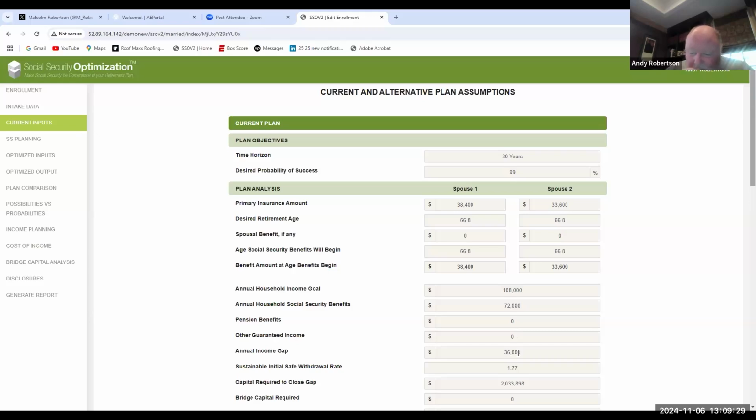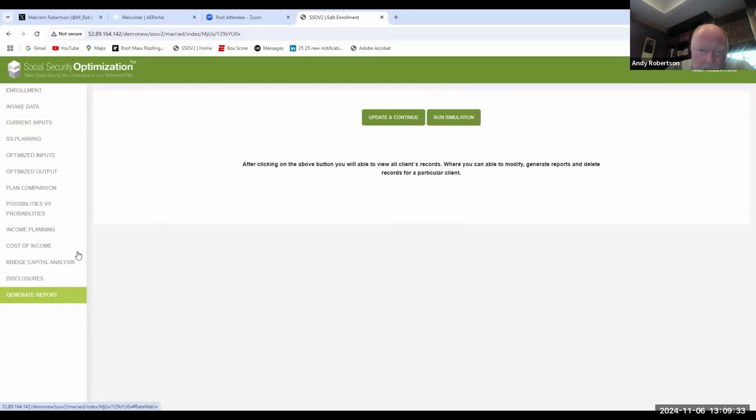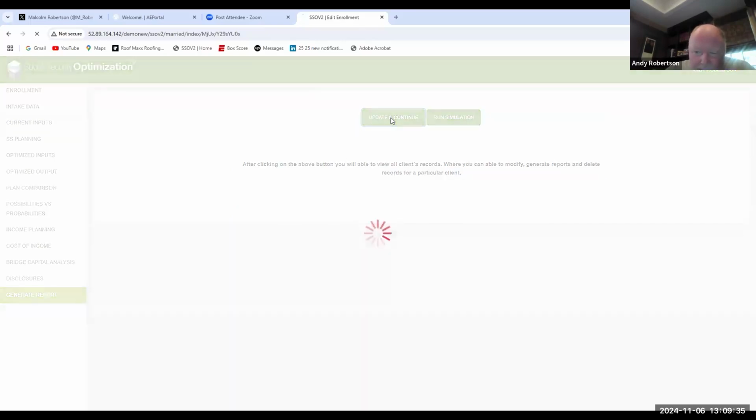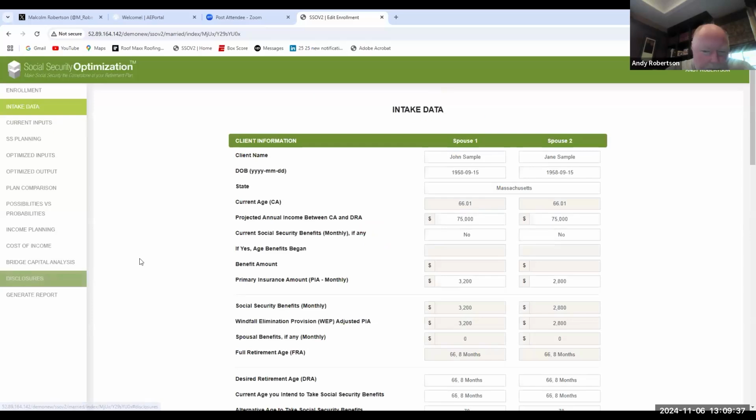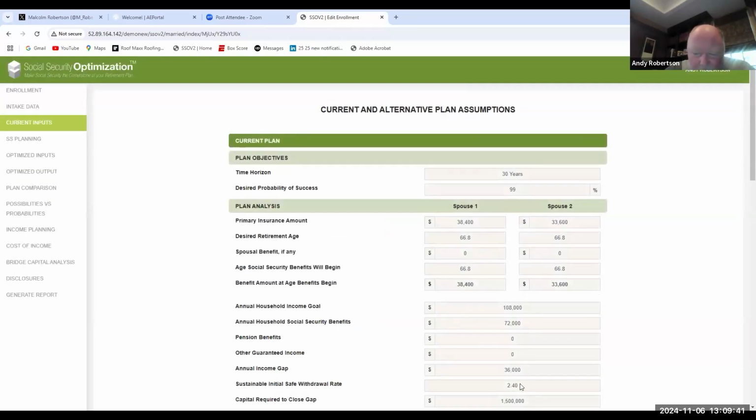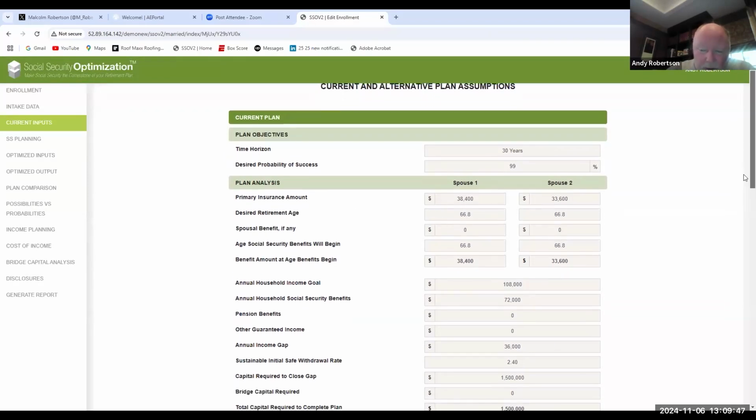The gap is $36,000. Just update. You're supposed to hit generate report anytime you make changes to the plan. I did not do that. Pardon me. Let's go back. The initial safe withdrawal rate now is net in your pocket 2.4%. They need 1.5 million. Right? So these numbers should look familiar to you.